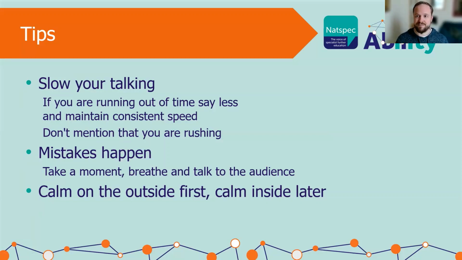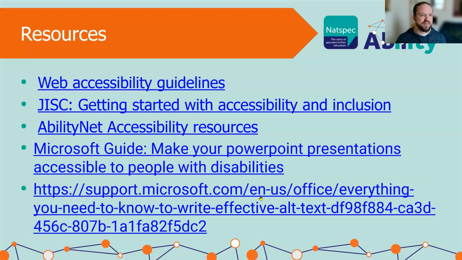Mistakes happen. It's quite hard. Like today, switching between screens, it's difficult. Just take a moment, breathe, and just talk to the audience as you're doing it. Tell them what's happening. And just remember, calm on the outside first, and then calm on the inside later. So if you talk with a calm voice and you take the time, you'll actually find yourself becoming calmer as you're talking. Everyone still gets nervous though, so don't worry about that.